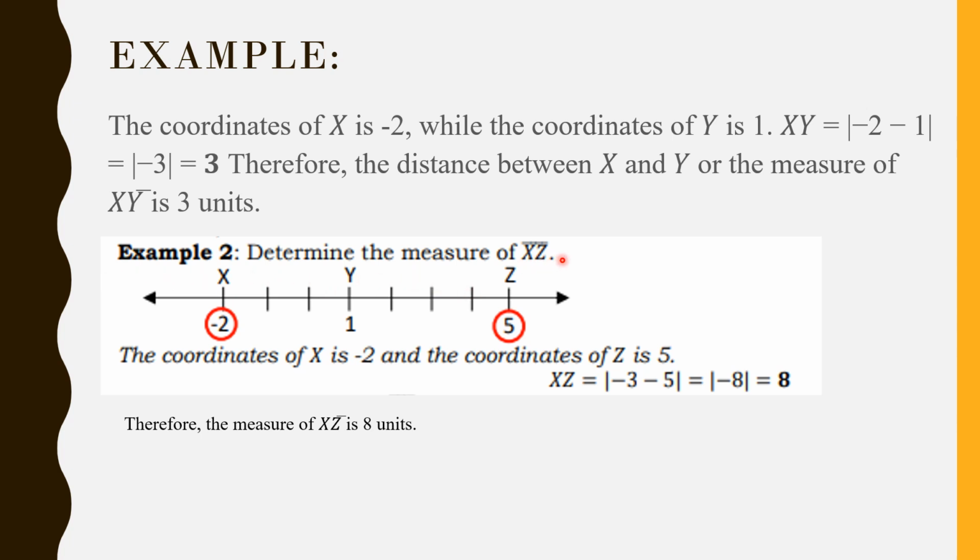Okay, so let's have this example number 2. Determine the measure of segment XZ. So we have here the coordinate of X is negative 2, and the coordinate of Z is 5. So XZ is equal to the absolute value of negative 2 minus 5, which is negative 7. Okay, so the answer is 7. All right, so therefore, the measure of segment XZ is 7. All right, next.